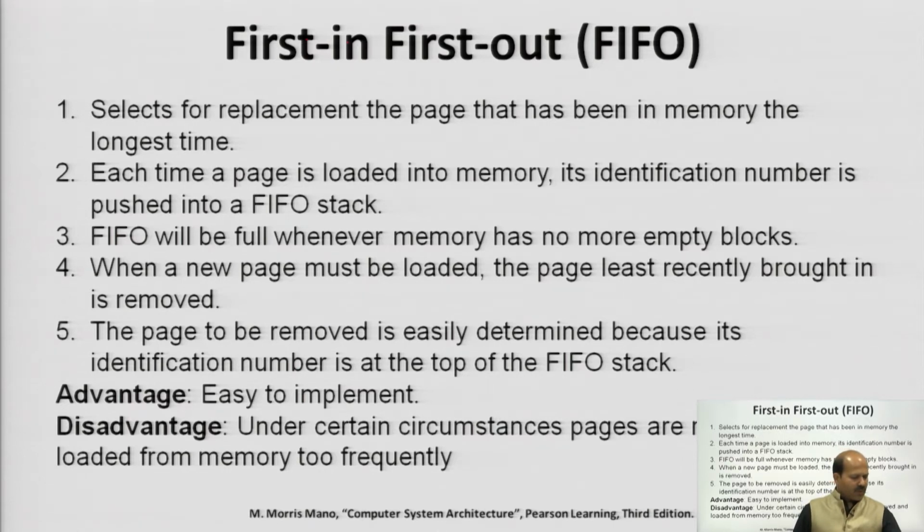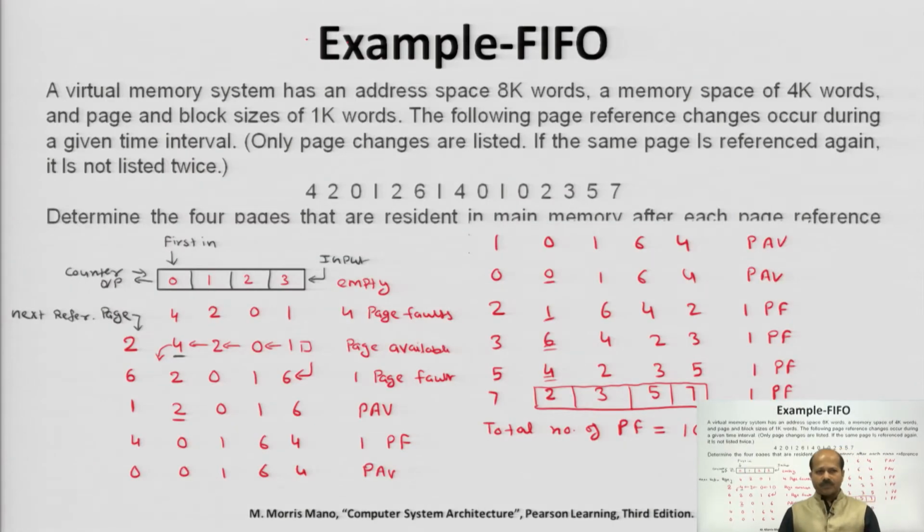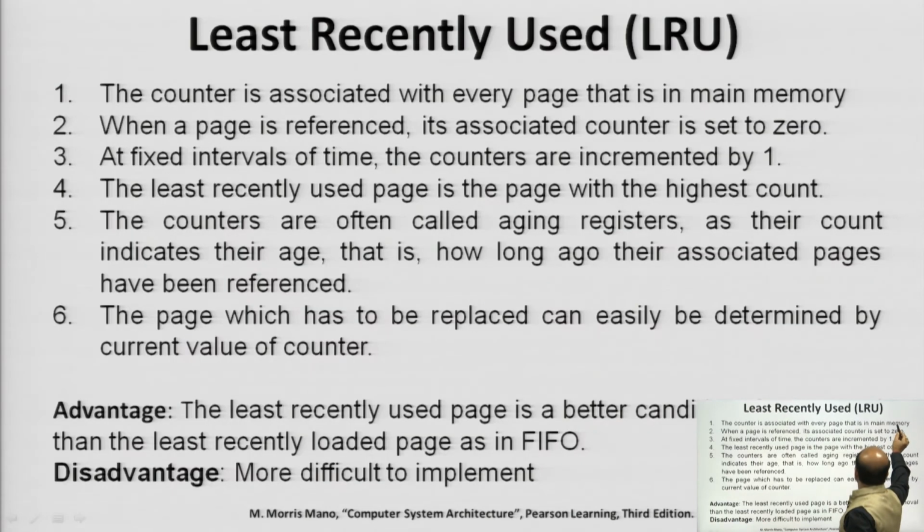Let us do it with the help of one example. So, here you can see a virtual memory system has an address space of 8K, so there are 8K words. A memory space is 4K words.